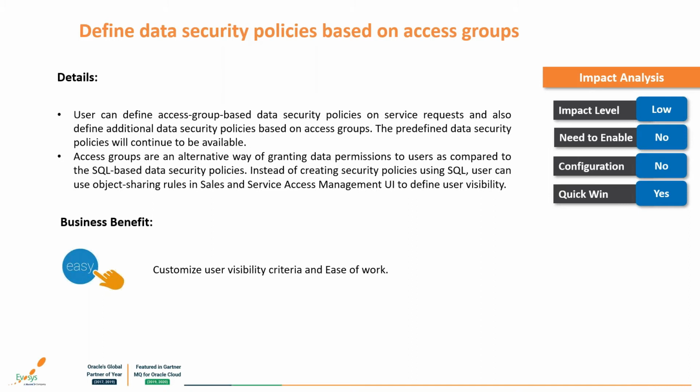So user can define access group based on data security policies on the service request, and also define additional data security policy based on access group also. So these predefined data security policies will continue to be available with the users, but now they can have access group also along with the data security policies. So access groups are an alternative way of granting data permissions to users as compared to the SQL based query.